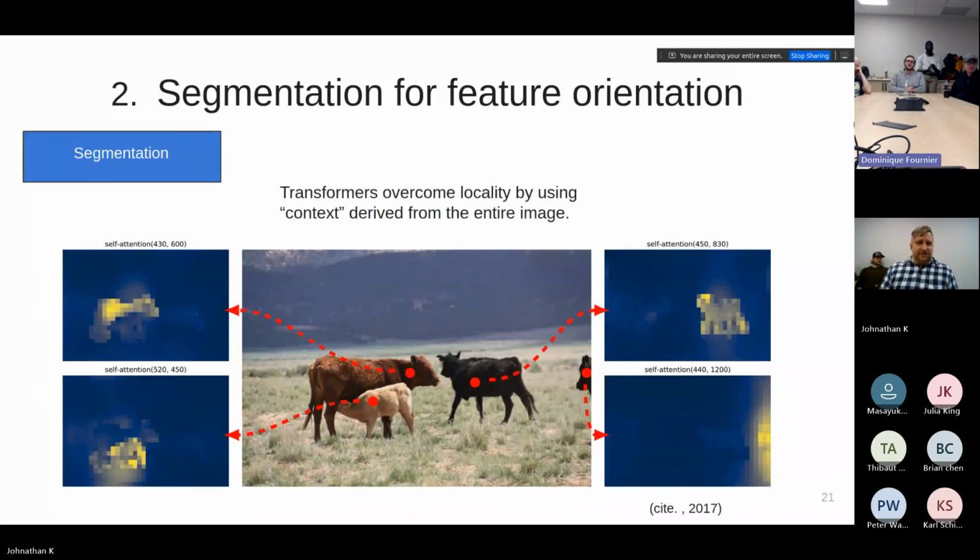And we do that segmentation using a machine learning model called transformers. And these transformers are quite useful because they provide a context derived from the whole image. So if you see here, we query a pixel on the neck and we get a heat map that tells us what other pixels are important to the segmentation.